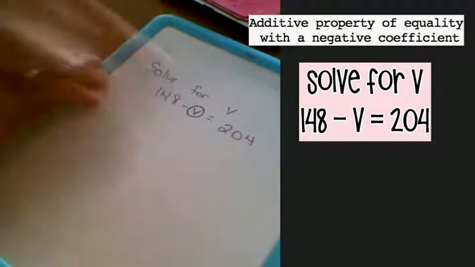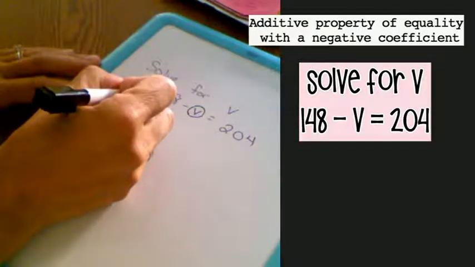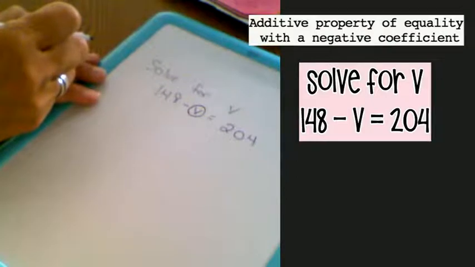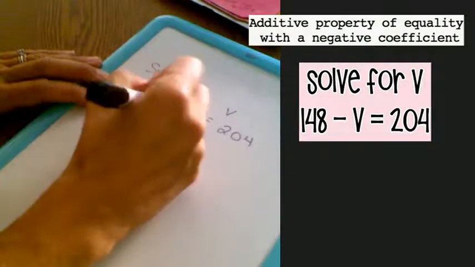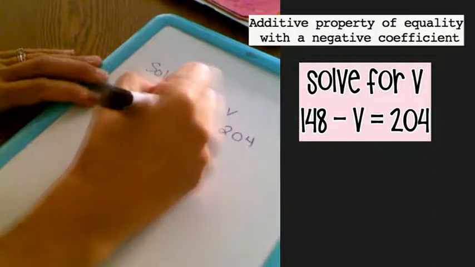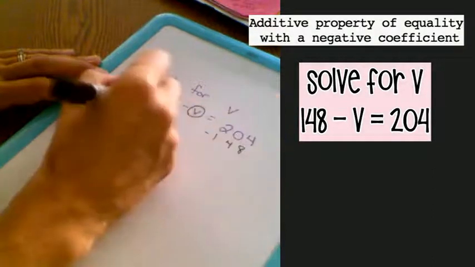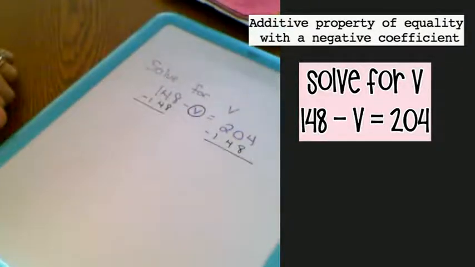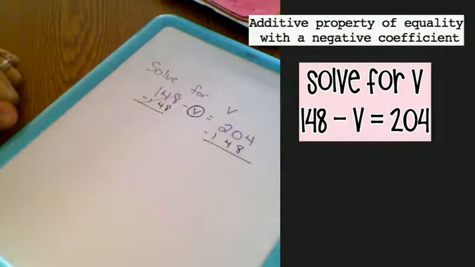So right now we have a 148 that we need to get rid of. Because the 148 is positive, even though there's no sign in front of it, we assume that it's positive. So the opposite of that, or the inverse operation, is to subtract. And remember, whatever we do to one side, we must do to the other side. So we're going to subtract 148 from both sides. The 148s on the left cancel out, which is exactly what we wanted to happen.